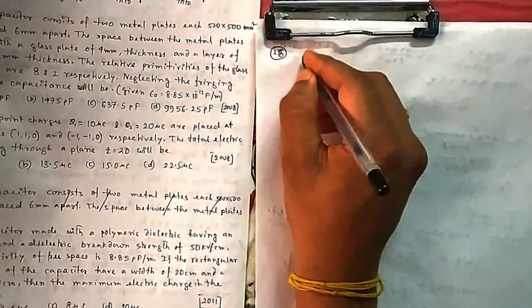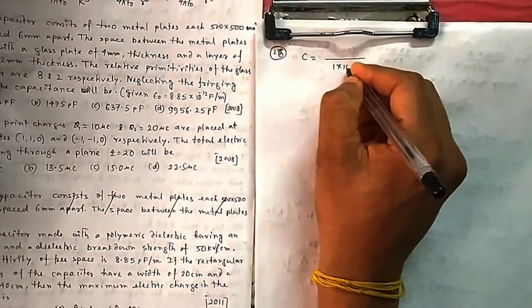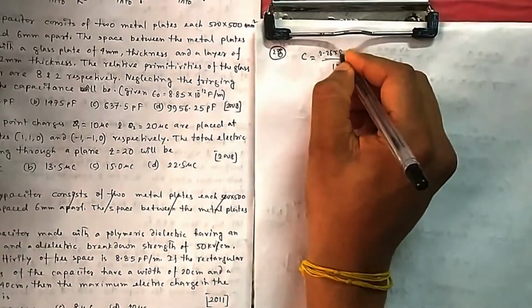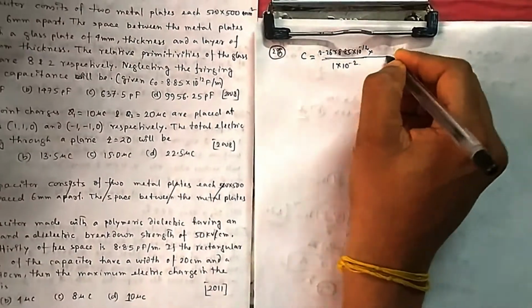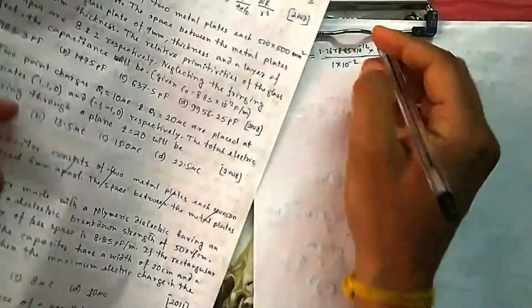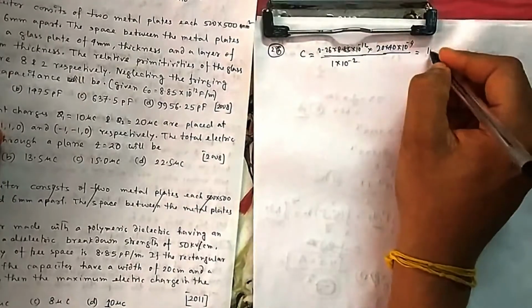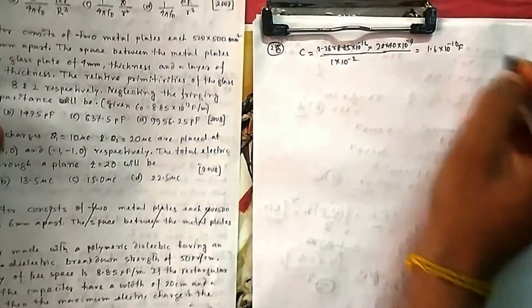So C will be equal to, per centimeter I am calculating, so that's why I have considered 1 into 10 to the power minus 2, and it is 2.26 into 8.85 into 10 to the power minus 12. And then area is here, it is 20 centimeter multiplied by 40, 20 into 40 into 10 to the power minus 4. So if you do it, you will find your answer is 1.6 into 10 to the power minus 10 farad.